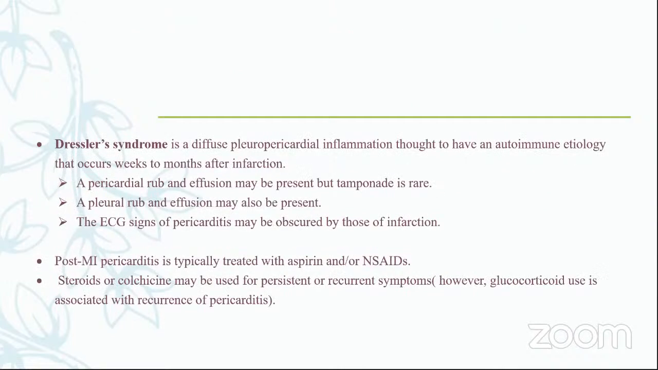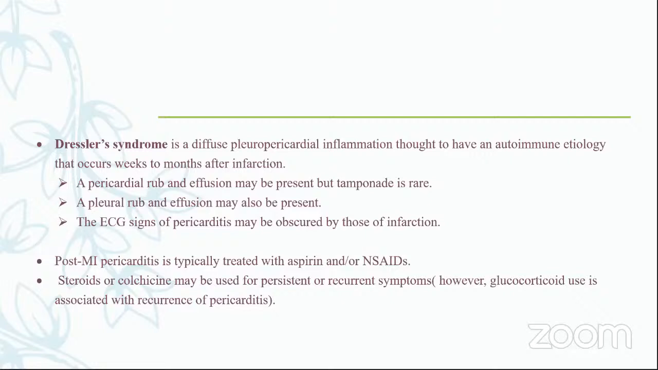Dressler syndrome is a diffuse pleuropericardial inflammation thought to have an autoimmune etiology that occurs weeks to months after infarction. Pericardial rub and effusion may be present, but tamponade is rare here. Pleural rub and effusion can also be present, and the ECG signs of pericarditis may be obscured by those of the infarction.